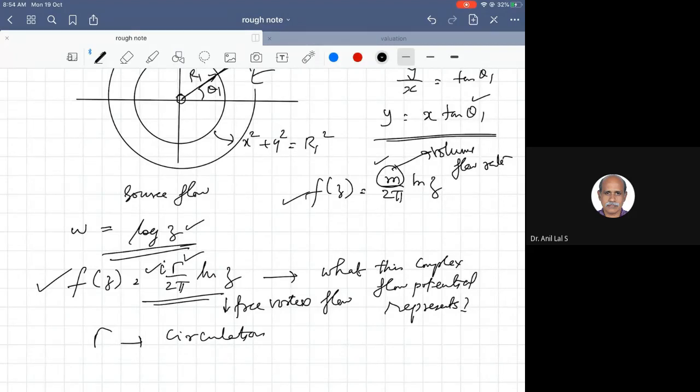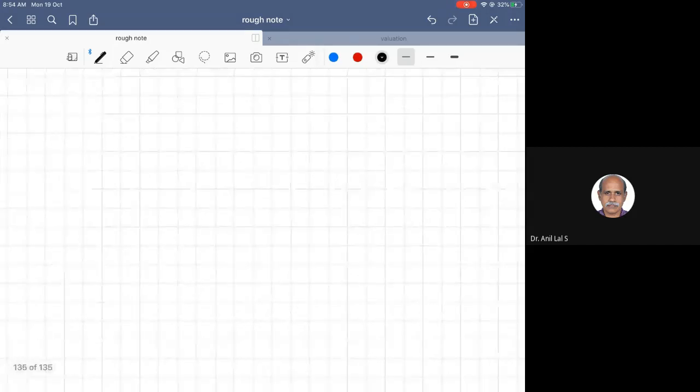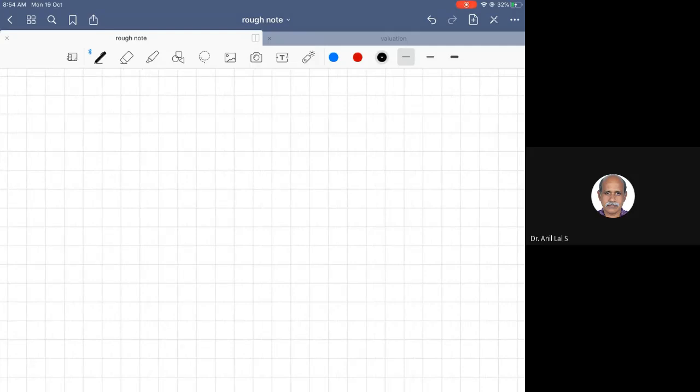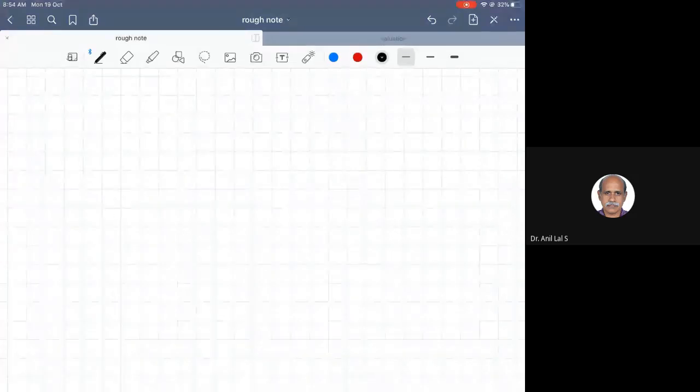So some of these flows you can just remember, the complex flow potential for each kind of flow. F(z) is called the complex flow potential. So what is F(z)? F(z) is basically phi plus i psi.